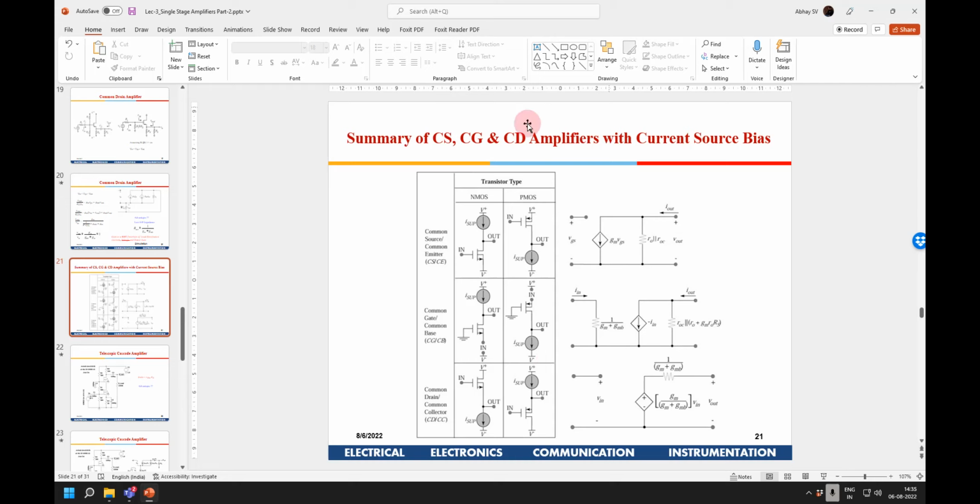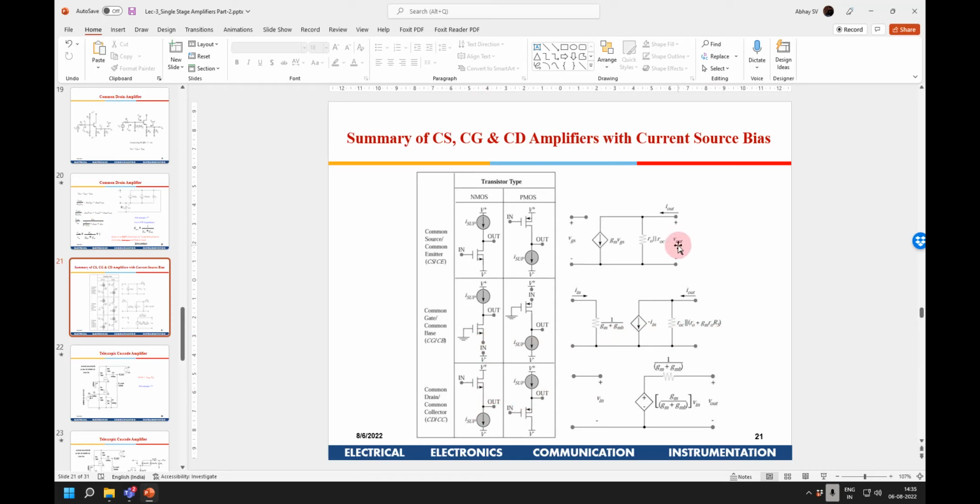Right. So this is the summary of CS, CG and CD amplifiers. This is common source. You can put a current source on top, right? Then the gain is gm times (R0 parallel to ROC). If I am using a PMOS, this will become R0 of the PMOS. Similarly, for PMOS, I can put a current source at the bottom. For a common gate, you are giving a signal from the bottom. So this is the equation, and for a common drain, this is going to be the equation.